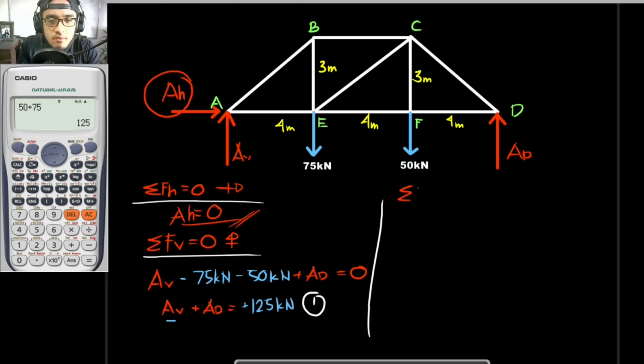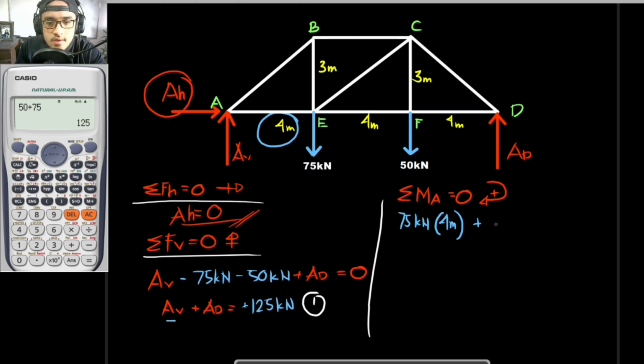The summation of moment about a point is equal to 0. And I will be assuming that that point would be A. So summation of moment about A is equal to 0. And let's assume that clockwise is to be positive. So if we are to get the moments of these forces right here about point A, for 75 kilonewtons, 75 kilonewtons times the lever arm. The lever arm is to be 4 meters. So 4 meters.